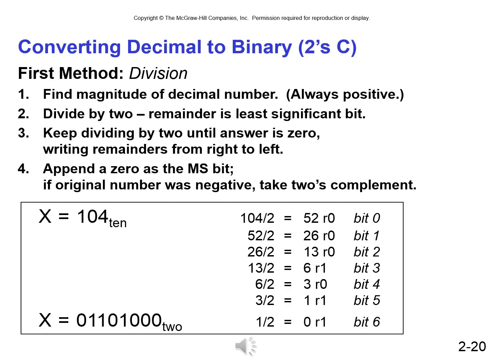Next up, how to convert a decimal number to a binary 2's complement number. There are 2 methods. First method involves division. Find the magnitude of the decimal number, always positive, divide by 2, and the remainder is the least significant bit. Now, step back for a second and listen to what I'm about to say.